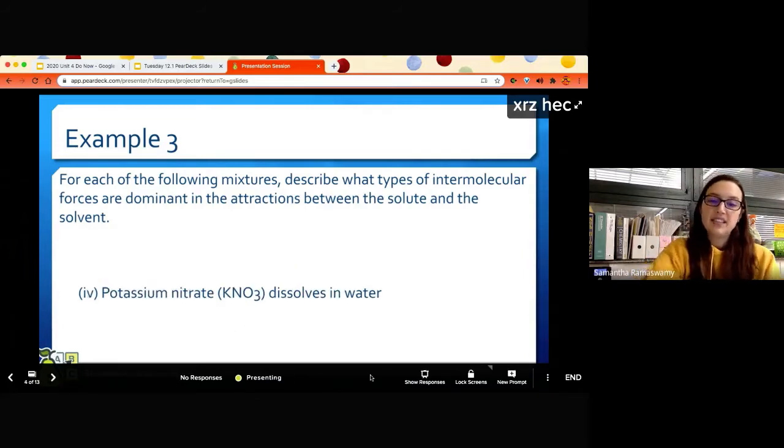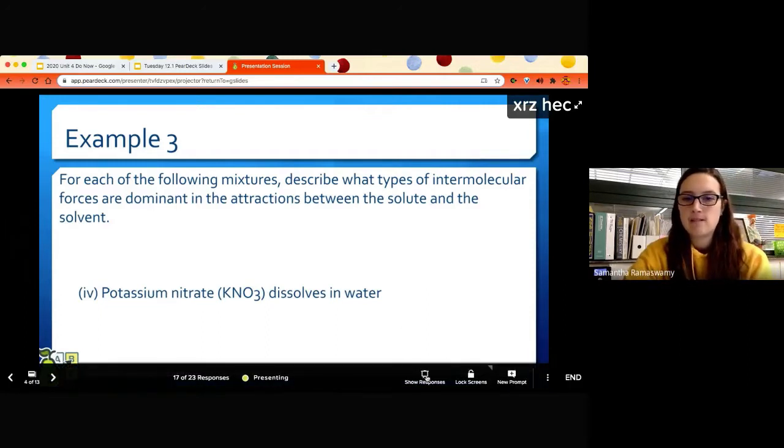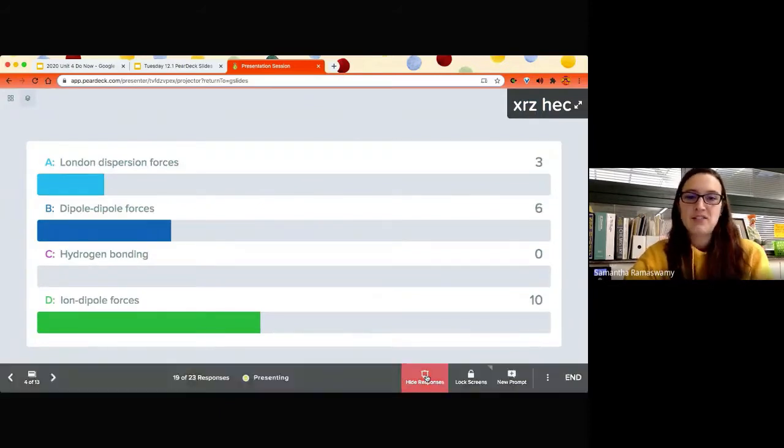And then finally, for part 4 of example 3, you have potassium nitrate, which is KNO3, dissolved in water. So the solute is potassium nitrate, the solvent is water. What type of intermolecular forces are dominant? Okay, so we have kind of a spread of answers here.